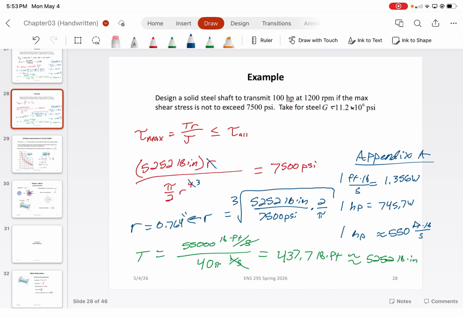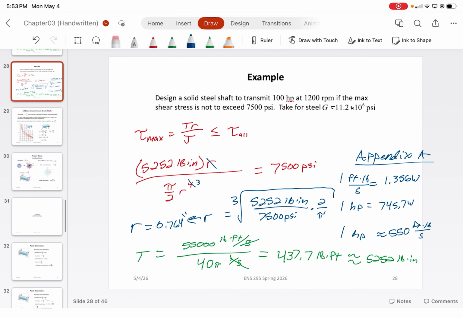All right. Any questions about that example?